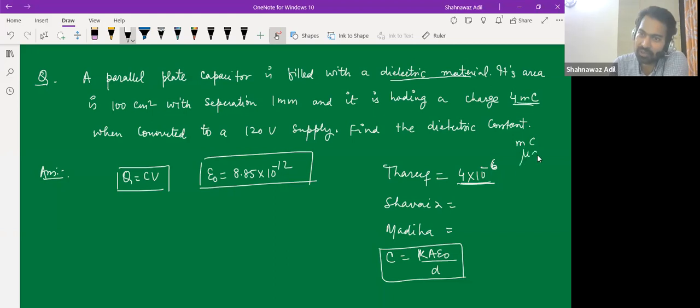Micro is 10 to the power -6. Milli is -3, right? Yes, I wanted to ask that, -3. Thank you, sir. So always remember these notations: milli, micro, giga, fermi, angstrom, nano. These are important ones.